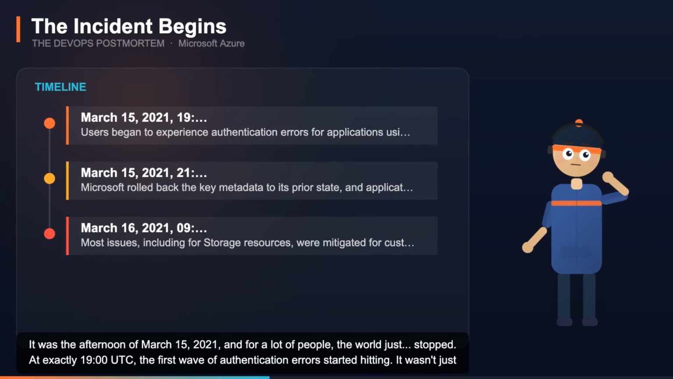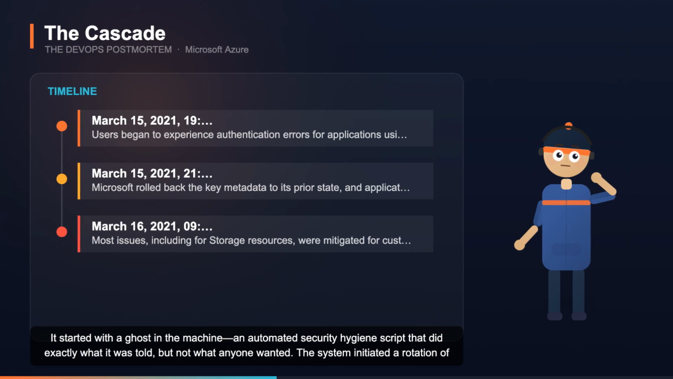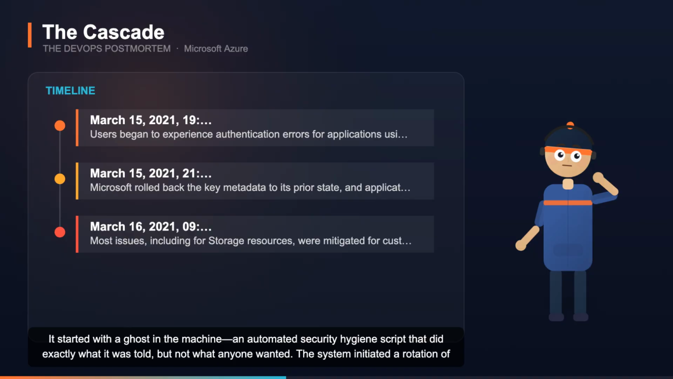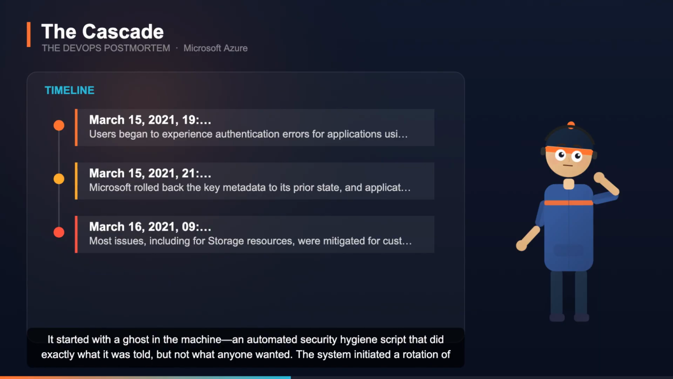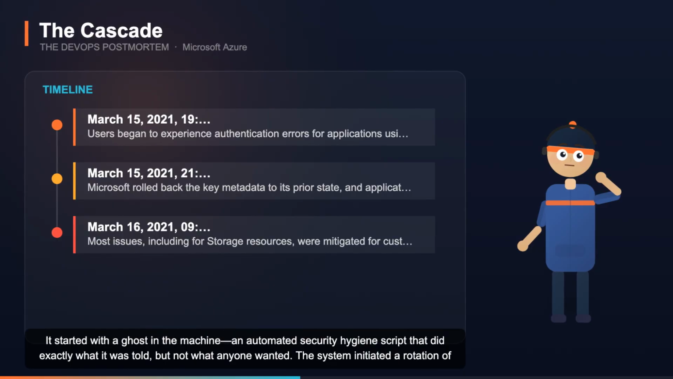It started with a ghost in the machine, an automated security hygiene script that did exactly what it was told, but not what anyone wanted. The system initiated a rotation of cryptographic signing keys for OpenID and other identity protocols, but it mistakenly purged a specific key marked to be retained for a complex cross-cloud migration. By 1900 UTC on March 15, the dominoes began to fall. Because applications could no longer trust tokens signed with that missing key, authentication just evaporated.